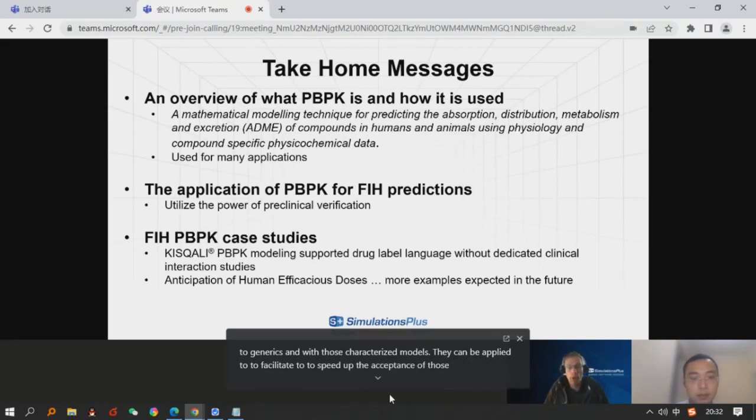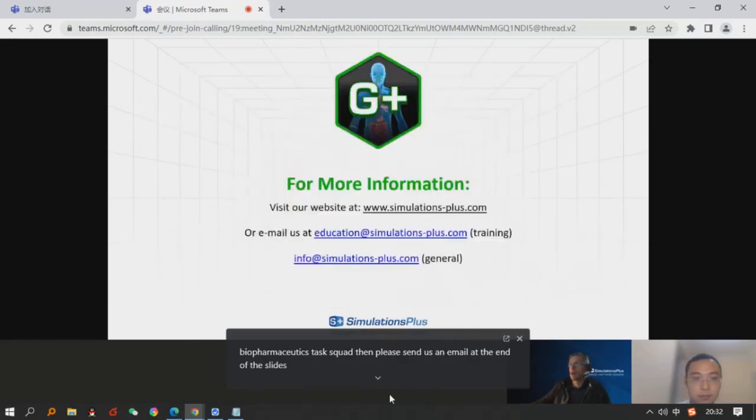So if you'd like more information about what we are calling the Biopharmaceutics Task Squad, then please send us an email. At the end of the slides, there are emails here. So if you email us at info@simulationsplus.com, we can give you more information about the generics drug database that we are currently building.